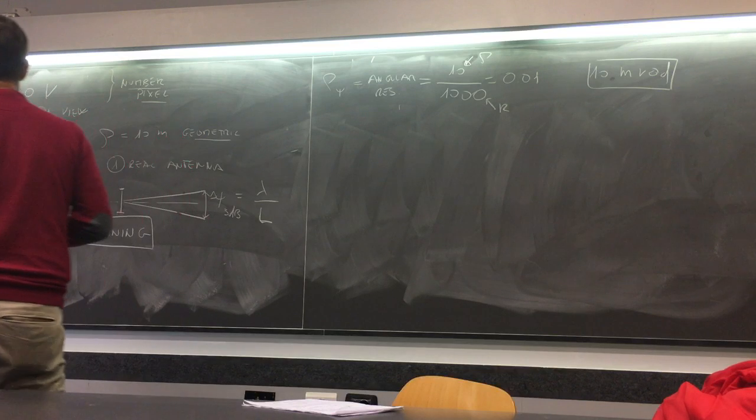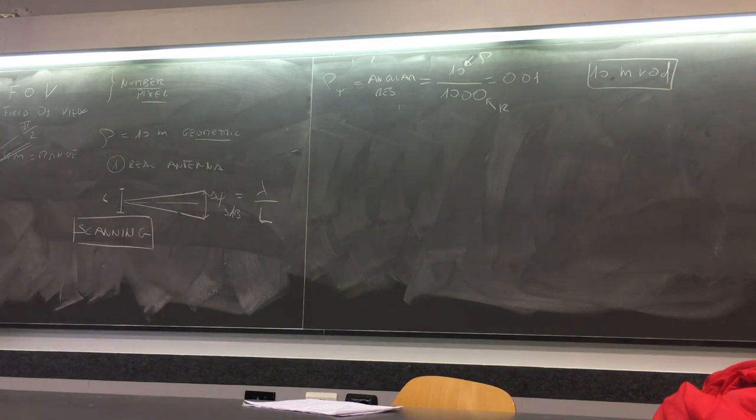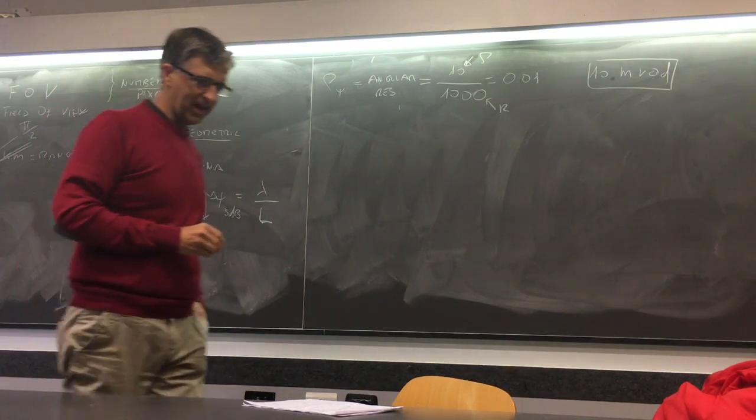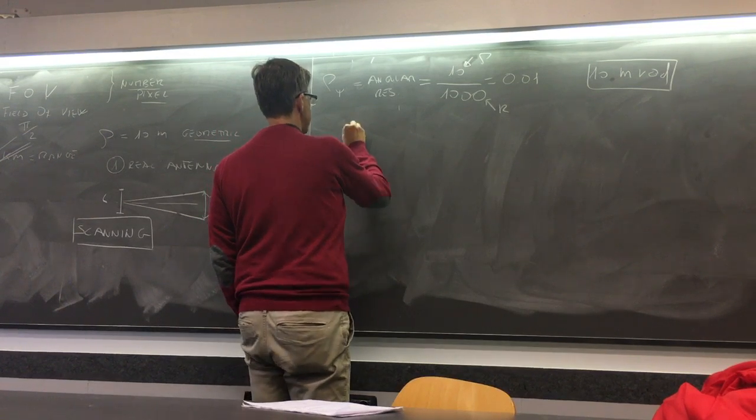The point is that to get the complete scan of the field of view, you must move the antenna. So how many positions do you have to scan? How many beams?